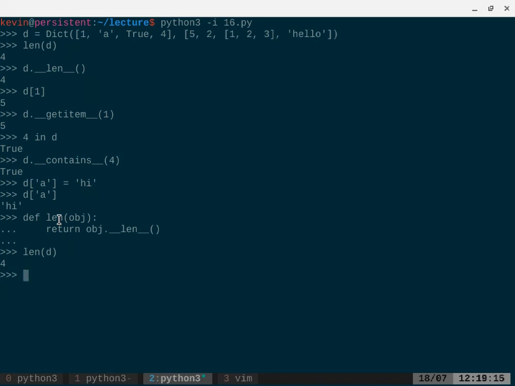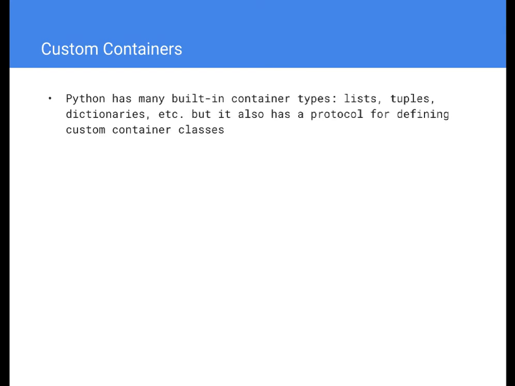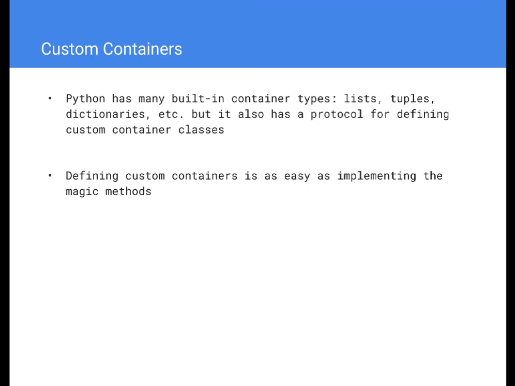All right. So those are the mutable container interfaces. Just as a recap of all that information, we've seen that Python has many built-in containers like lists, tuples, dictionaries, etc. But we can also define custom containers like we did before. And we just have to implement the magic methods. Our class can have any base class. It can have anything it wants as long as it has the right methods in it.